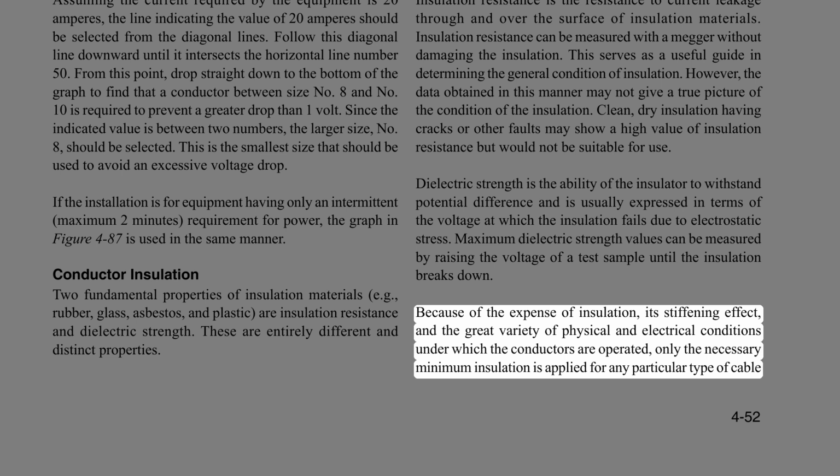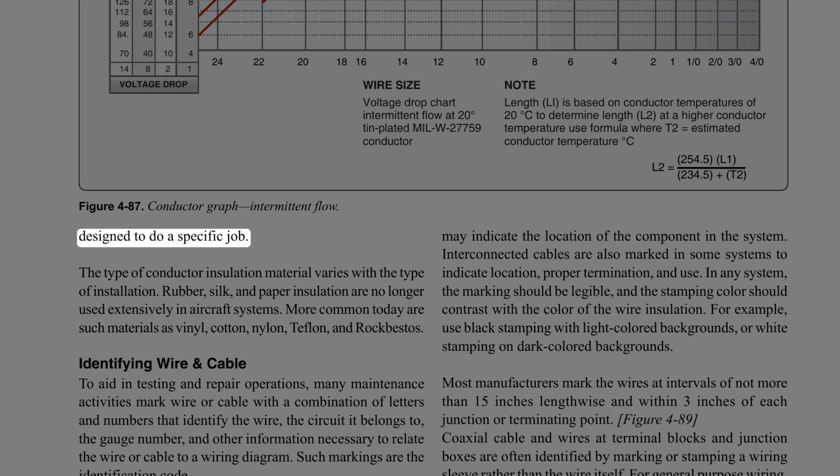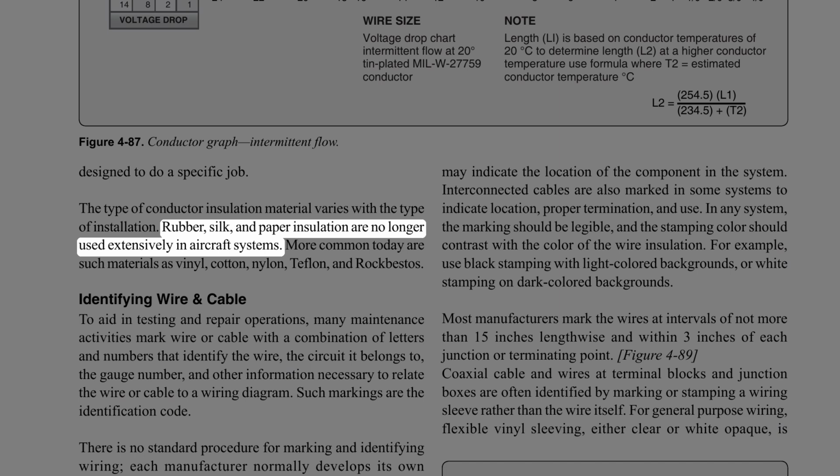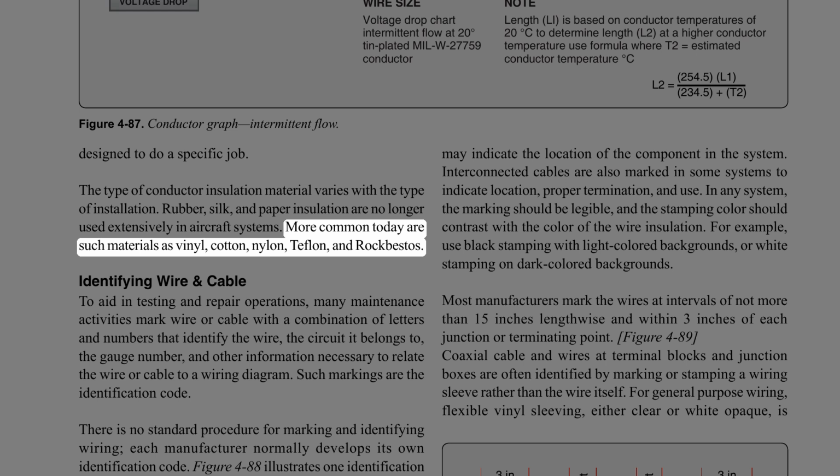Because of the expense of insulation, its stiffening effect, and the great variety of physical and electrical conditions under which the conductors are operated, only the necessary minimum insulation is applied for any particular type of cable. Designed to do a specific job, the type of conductor insulation material varies with the type of installation. Rubber, silk, and paper insulation are no longer used extensively in aircraft systems. More common today are such materials as vinyl, cotton, nylon, Teflon, and rockbestos.